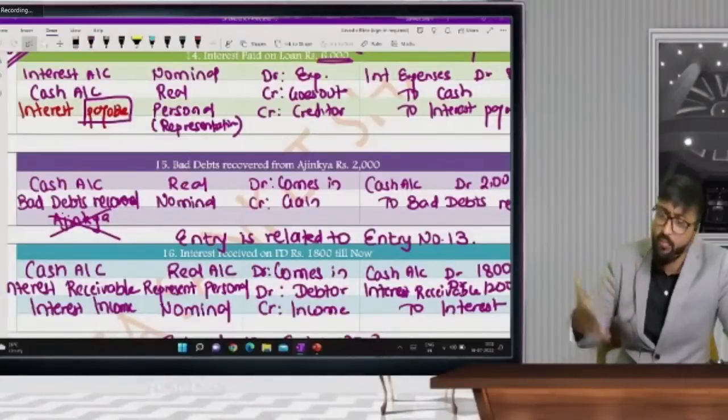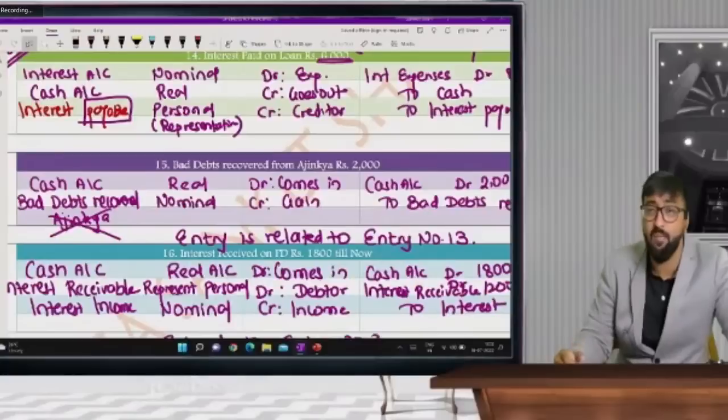And recall it a minimum of 10 to 15 times. Whenever you get time, please recall all these entries. It hardly takes 10 to 15 minutes. Bad debts recovered: cash comes in, bad debts recovered is a credit.